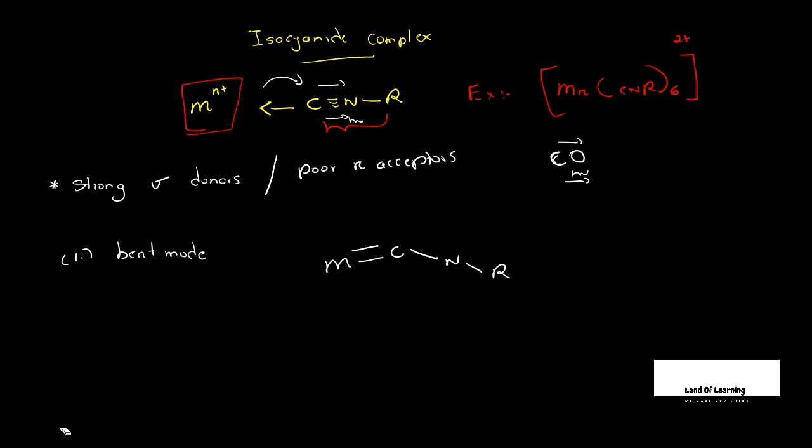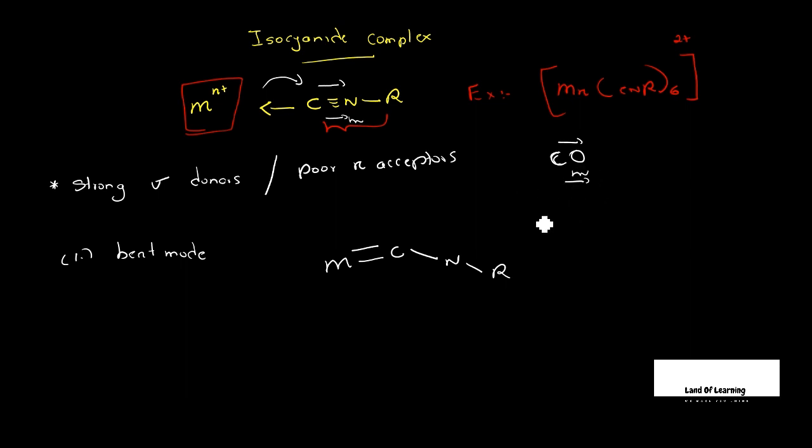Isocyanide is not a good pi acceptor, but that doesn't mean they are not forming backbonding. They are forming backbonding, but not as good as carbon monoxide. You need to understand that carbon monoxide shows the dominant backbonding effect, but isocyanide ligands show the backbonding phenomenon, just not as good as carbon monoxide.